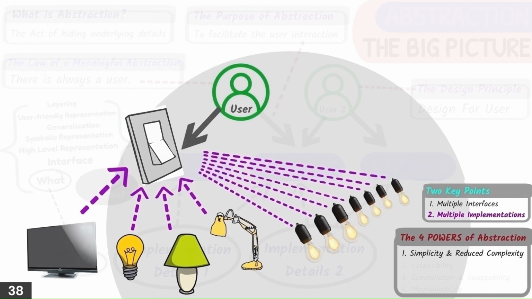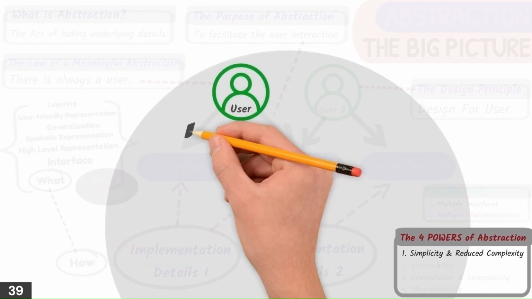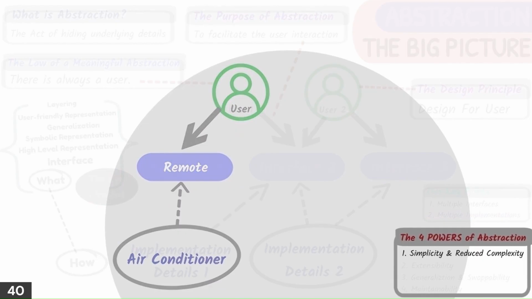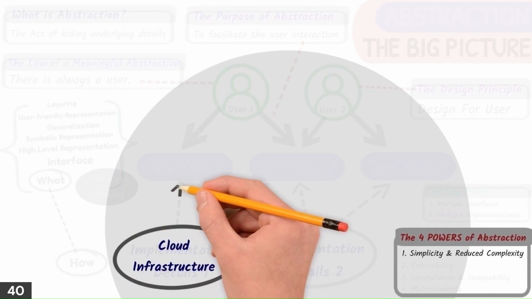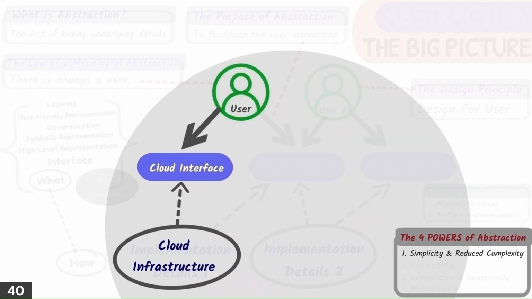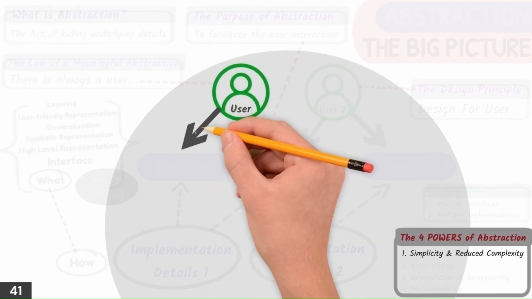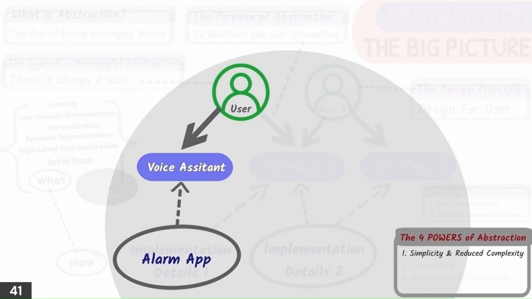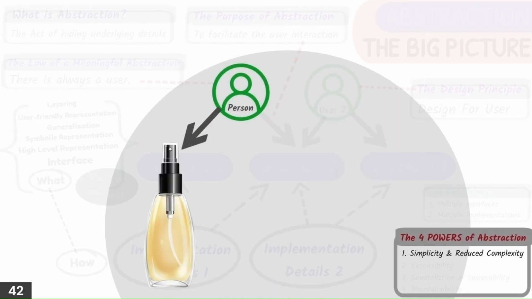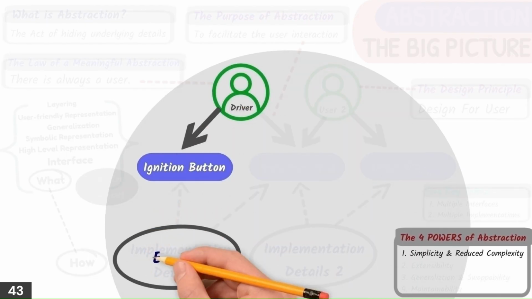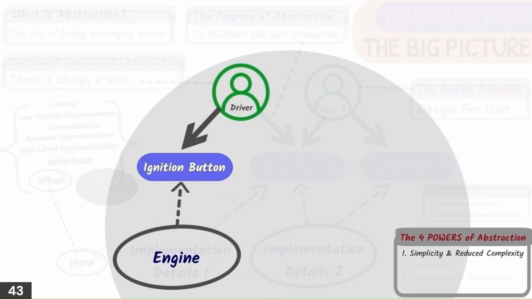Abstraction gives you simplicity and reduces complexity. Think of an AC remote, making things easier for you. Similarly, the underlying physical servers and all the networking hidden behind a cloud interface, reducing complexity. Think of a voice assistant when you ask it to set an alarm. Think of a spray nozzle on a perfume bottle. Is it an abstraction? Definitely. It's giving us a user-friendly interface, carefully designed for the need, and it's providing simplicity and convenience. How about a car ignition button that hides a lot of complex mechanisms underneath, or a power window switch, giving us effortless control?